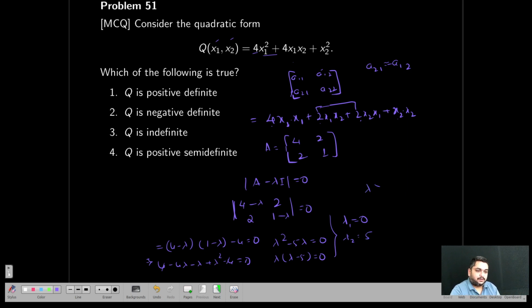So that means my lambda values are greater than or equal to 0. That means it cannot be positive definite. Positive definite means all lambda i greater than 0. Negative definite means all less than 0. Indefinite means both negative and positive. Positive semi-definite means greater than or equal to 0. So this is the case. The answer is semi-definite. Okay. Next.